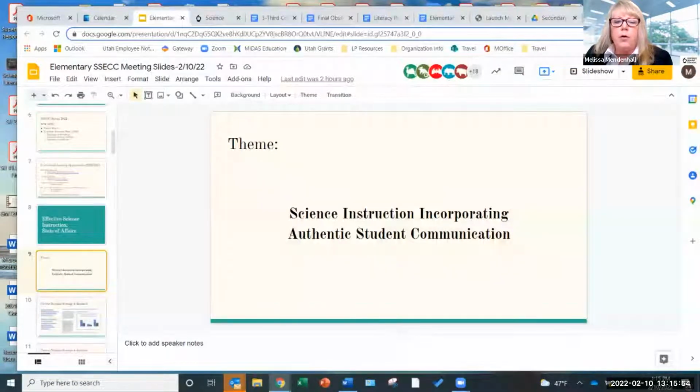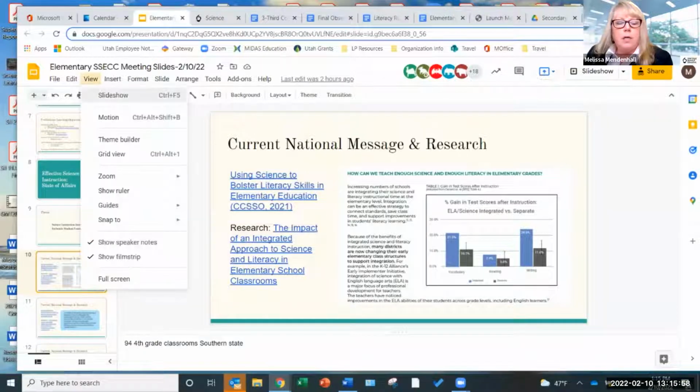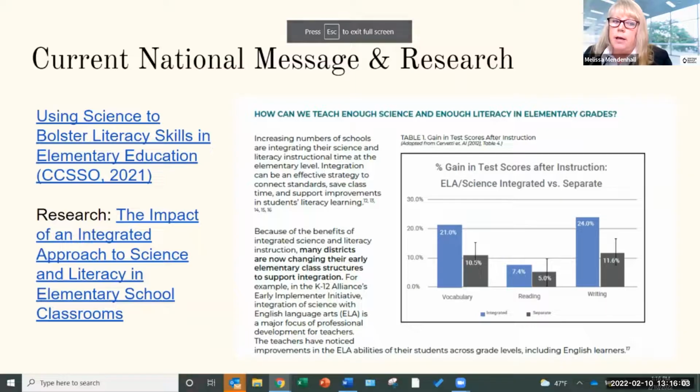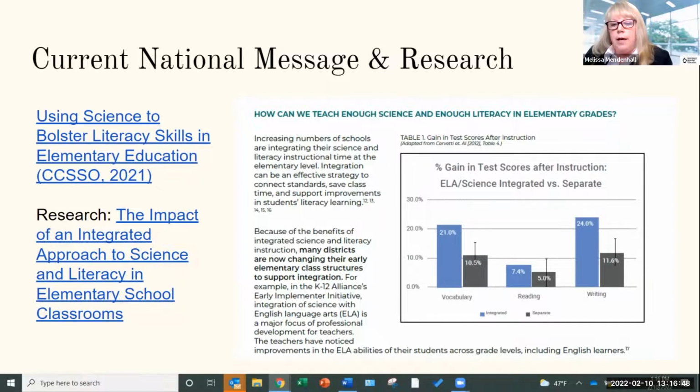So to get us going, I want to just talk about the state of affairs, because it's interesting. The Council of Chief State School Officers put out a recent report just in 2021 where they looked at research here, and I've linked the research. This research looked at 94 fourth grade classrooms, and they compared isolated science and literacy instruction and integrated to see what happened in student outcomes. And as you can see, in the blue were the students in the integrated courses, and the black were the ones where they were siloed with just science and ELA on its own, so siloed courses. I think to me, the biggest thought was, look at this writing. That's a big deal. Big difference in outcomes for writing.